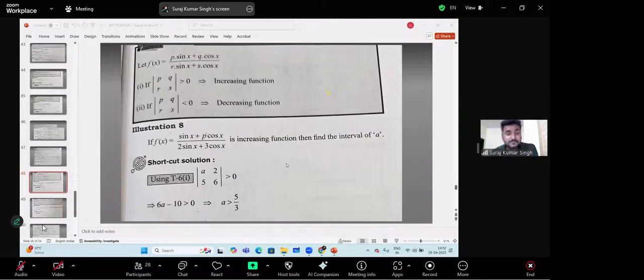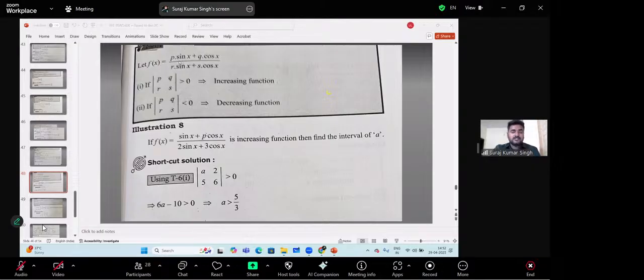Increasing, decreasing. Very interesting. So here, what is the trick? Suppose f of x equals (p sin x plus q cos x) whole divided by (r sin x plus s cos x). And I want to find this type of increasing, decreasing. So what we are doing is, sir, for increasing f dash x greater than 0, for decreasing f dash x less than 0, we will do.